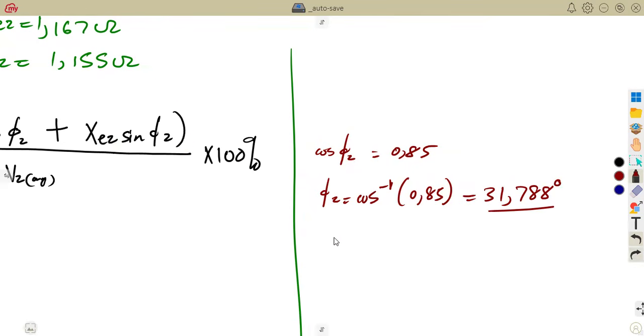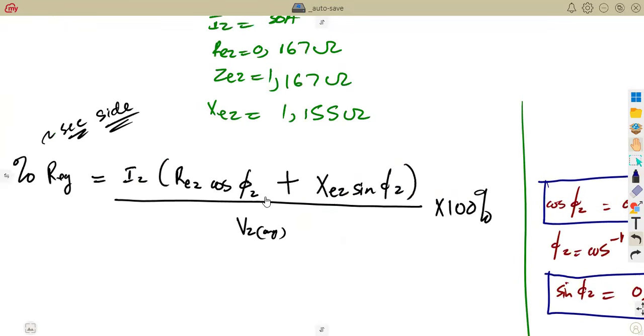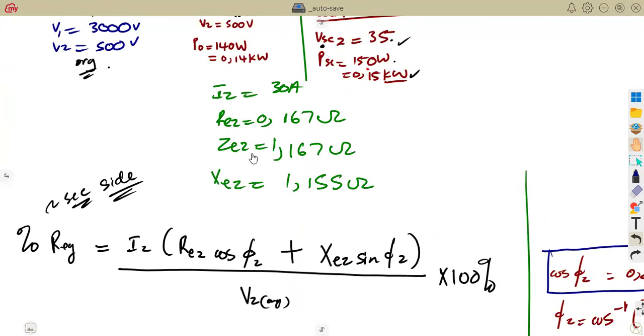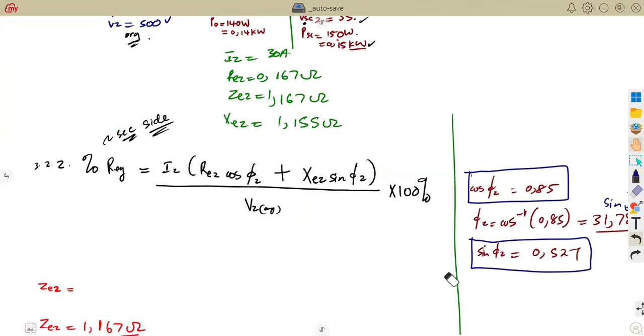We have cos phi and this angle phi, which we now use to find the sine. So the sine of phi is simply the sine of this angle that we see. It was going to be 0.527, something like that. 0.527. This is what we need in our formula, along with all the other values that we calculated before, this I2, this and that. Like I said, working with the secondary side will be easy because the information is already readily available. It is just a matter of substituting. If you know your formulas, guys, it will be easy.